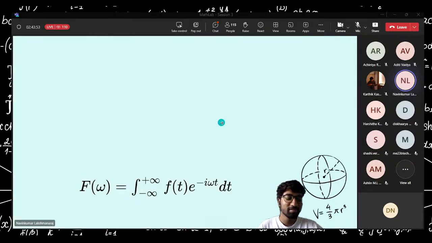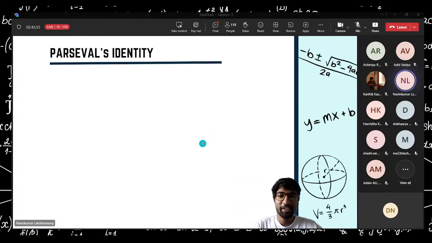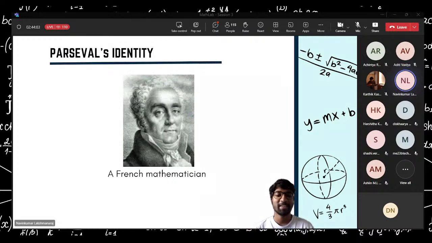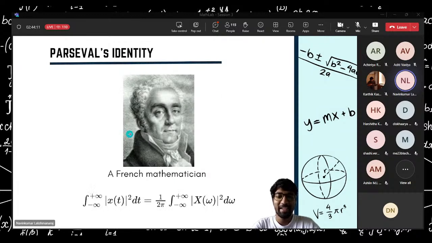Fine. So one pretty important thing to look at is what's known as Parseval's identity. If any of you are wondering what that is, it's named after Parseval, a French mathematician. Yeah, that was my attempt at being funny. But on a more serious note, what Parseval's actual identity is, is what is given here below.